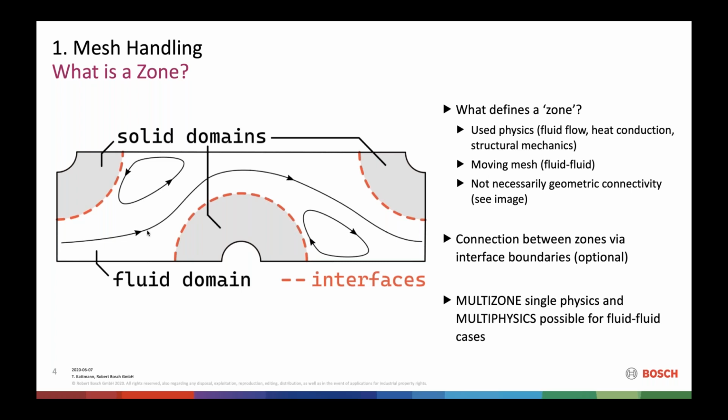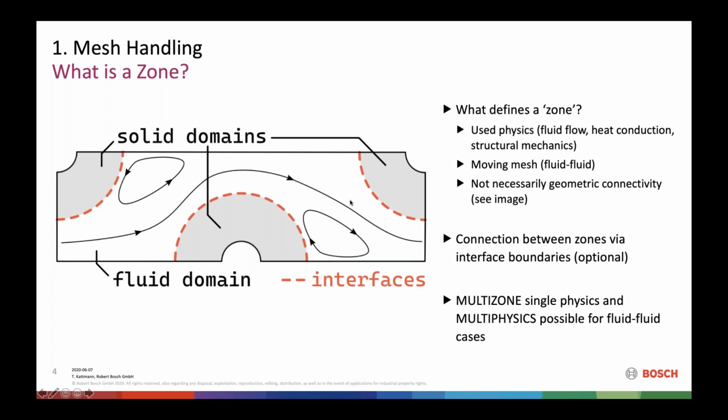So first off, what is a zone? On the left side, we have an image here for a CHT computation with 3 solid domains and 1 fluid domain, and these domains are separated through interfaces. And in this CHT case, it's pretty straightforward. What is a zone? It is a multi-physics case. So in the zones where there are different physics, that is a zone in SU2. So heat conduction and fluid flow in this case.